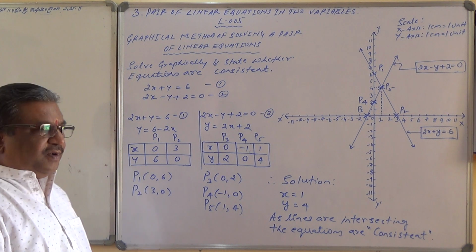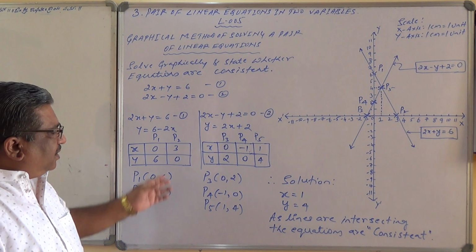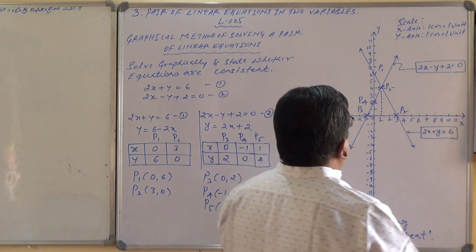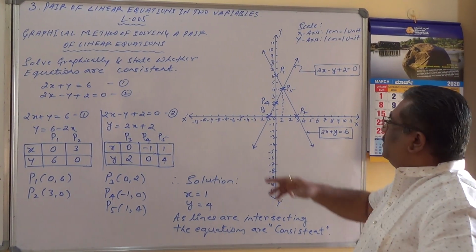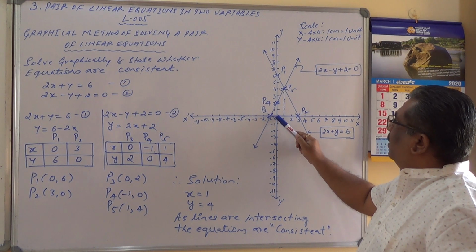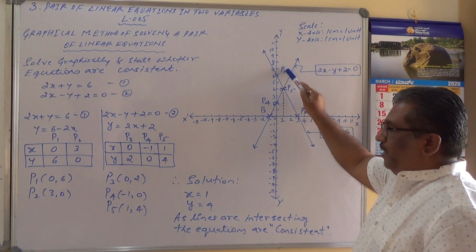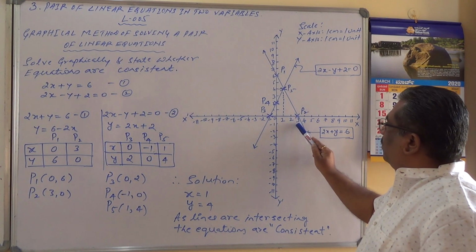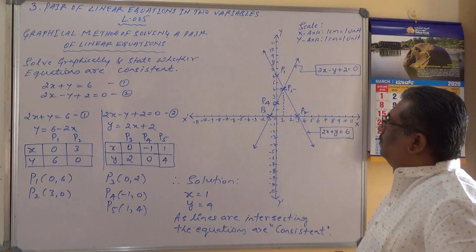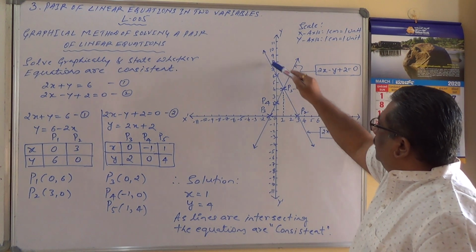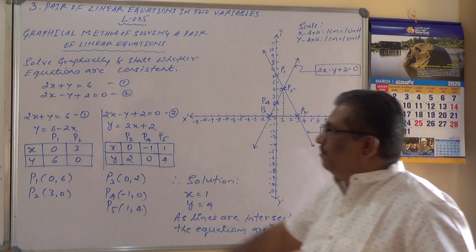P1 and P2 are the points for the first equation. So let us plot these. Here, P1 is (0, 6), which I have highlighted. P2 is (3, 0): the x coordinate is 3, the y coordinate is 0. This is point P2. Joining P1 and P2 gives the graph of 2x + y = 6.